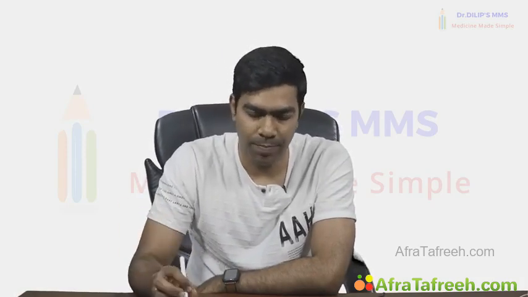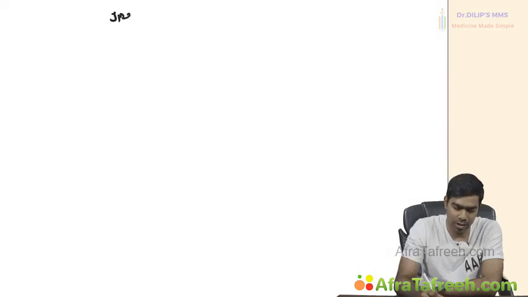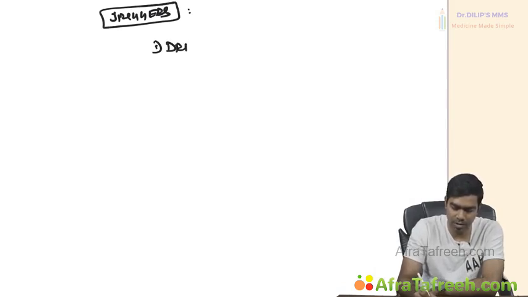The deficiency happens in 1, 2 and 3 typically. And what are the triggers? I told you there are certain specific triggers and precipitating events. What are the triggers and precipitating events? The first one is the drugs.